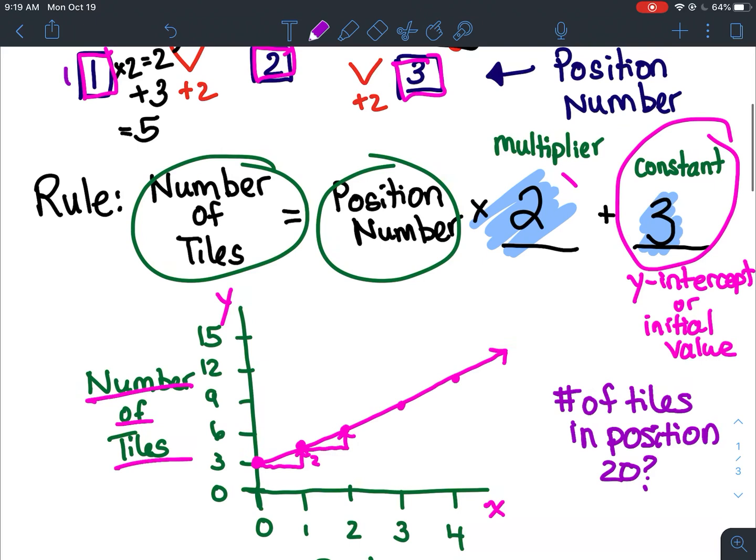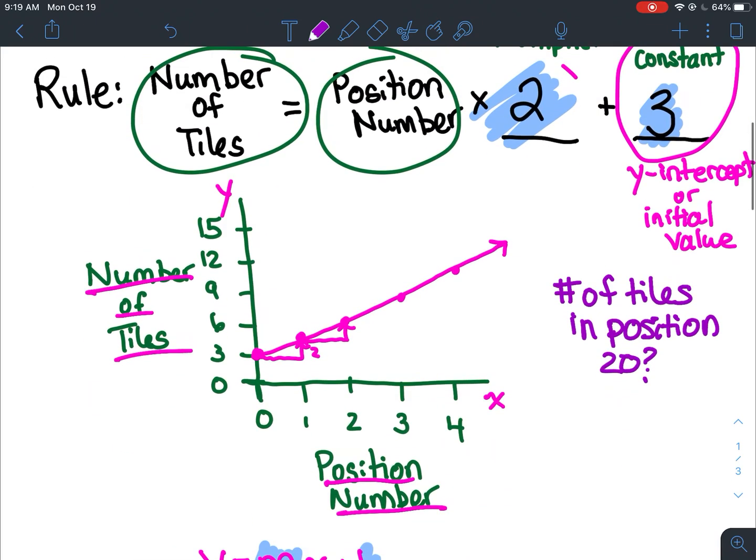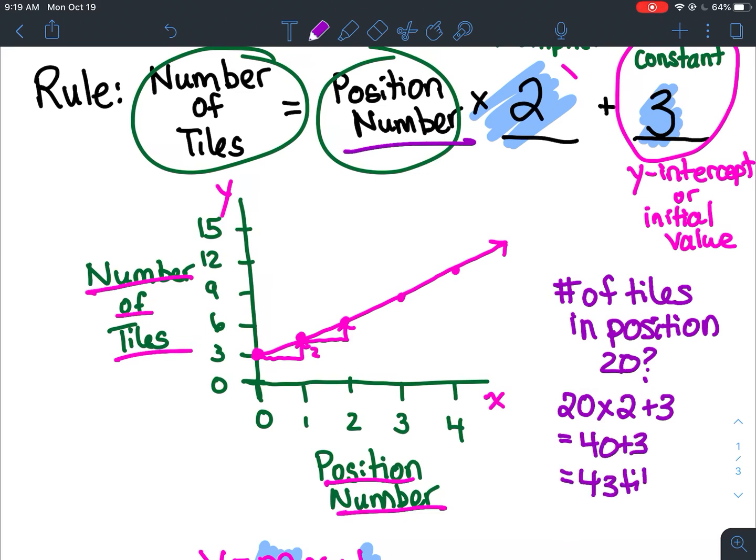So that's how I can use my equation. So it says number of tiles is equal to position number, that would be 20, times 2 plus 3. So 20 times 2 is 40 plus 3. There would be 43 tiles at position 20.